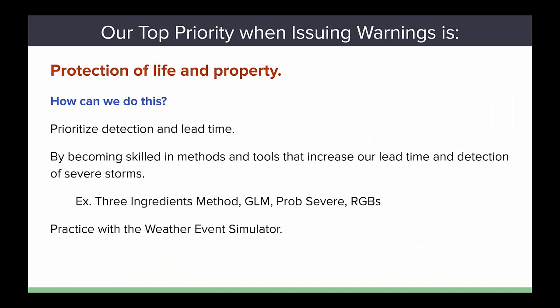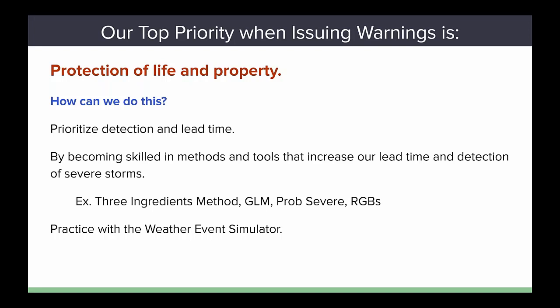Okay, so our top priority when issuing warnings is, well, the protection of life and property, as we all know. So how can we do this? Well, we prioritize detection and lead time. And that's something that the GLM can help provide, maybe a little bit of lead time. That's been our experience. And by becoming skilled in these methods and tools that increase our lead time in detection of severe storms, for example, the 3 ingredients method, which is very important for QLCS storm warning methodology, and GLM, which of course we're going to talk about. Actually, we're going to talk about both of those, utilizing both the 3 ingredients method and the GLM data in concert with each other. And there are other tools out there like ProbSevere or some of the RGBs that can be helpful.